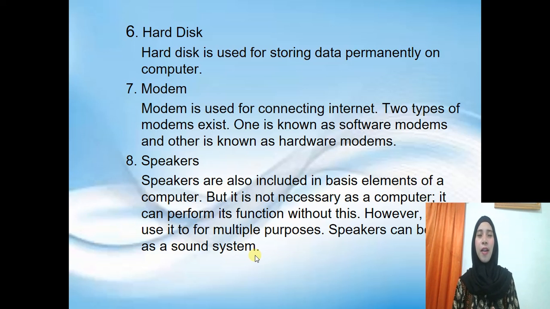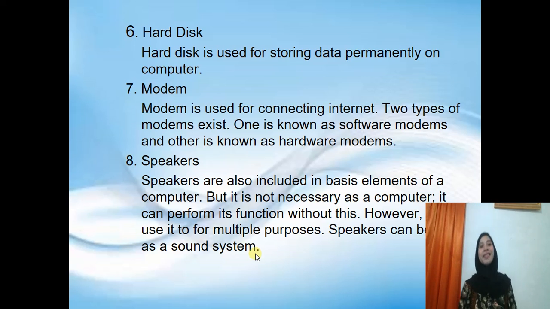So which one is the keyword for the function of the speakers element? Anyone could tell me, please? Which sentence or which word, which phrase shows the keywords for the function of speakers? Yes, good job. Sound system is the keyword, the function of speakers, because speakers are used as a sound system.